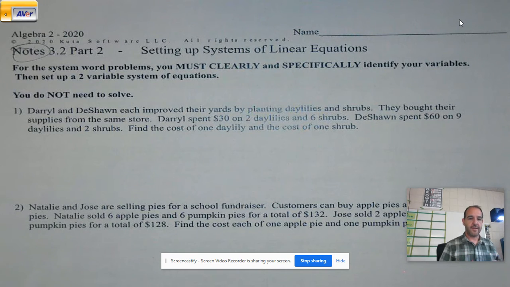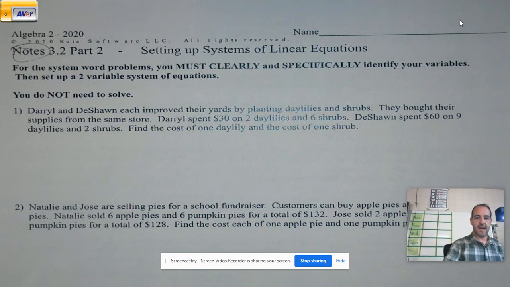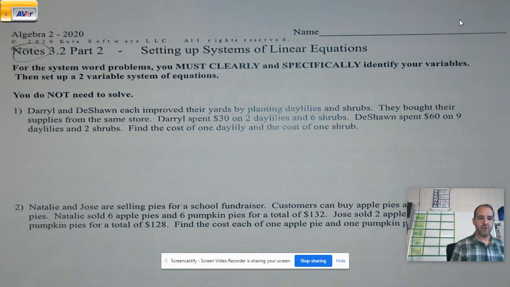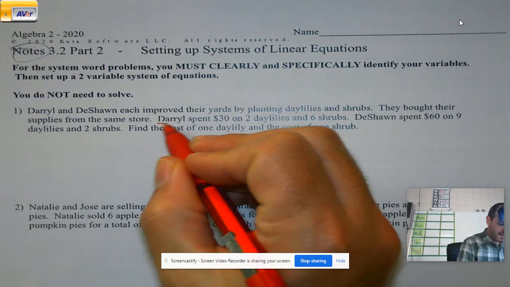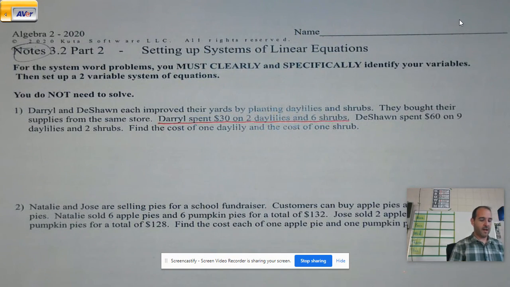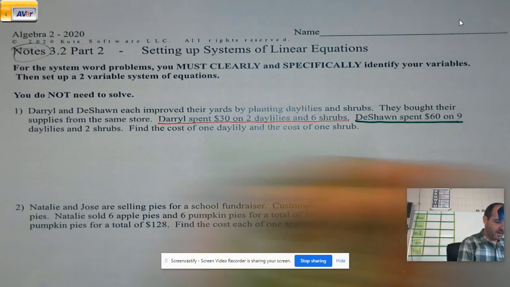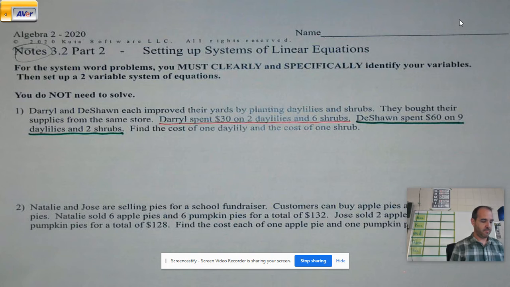Okay, so we got Daryl and Deshawn are improving their yards by planting daylilies and shrubs. They bought their supplies from the same store. Daryl spent $30 on 2 daylilies and 6 shrubs. Deshawn spent $60 on 9 daylilies and 2 shrubs. Okay, to be honest, until I get to the portion where I see numbers, I'm not going to pay a whole lot of attention. So I start to see numbers here. Daryl spent $30 on 2 daylilies and 6 shrubs. Then Deshawn spent $60 on 9 daylilies and 2 shrubs.